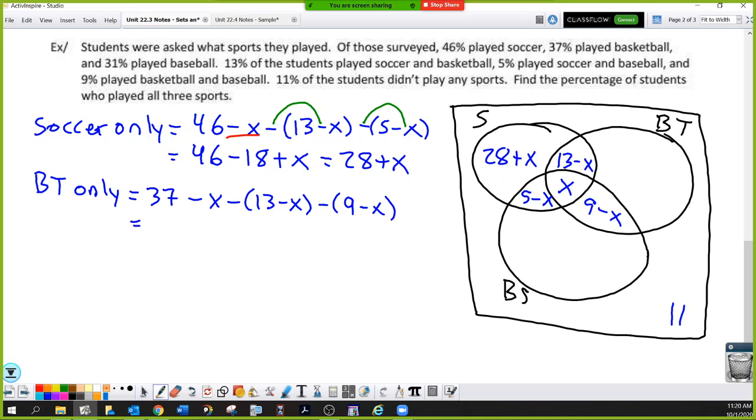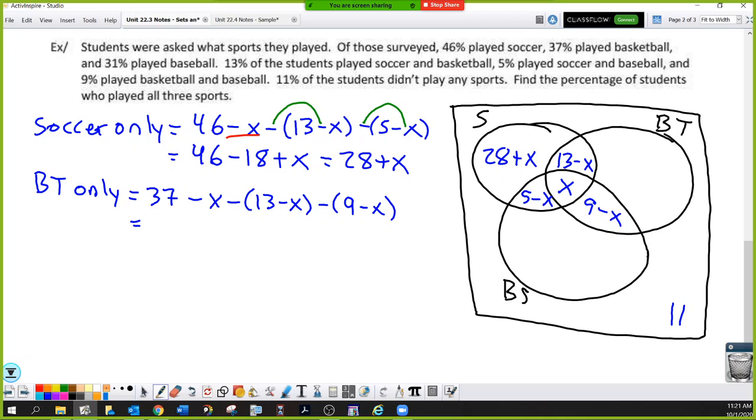If these numbers represent percentages... They represent percentages, yes. Why can't we set 28 plus x equal to 46, if the directions say 28 plus x played soccer? Because 28 plus x represents soccer only. But if you play multiple sports, including soccer, don't you still play soccer? Yeah. See, the 28 plus x represents the people who play soccer only. You want to know why we're not just solving for x right now.